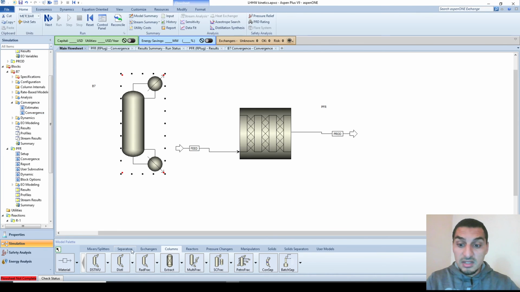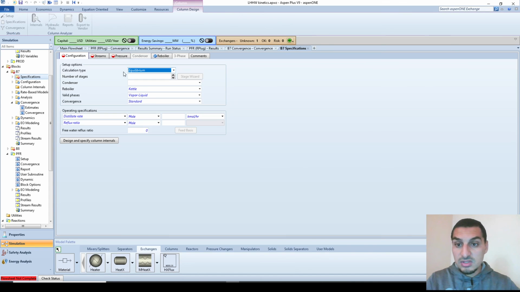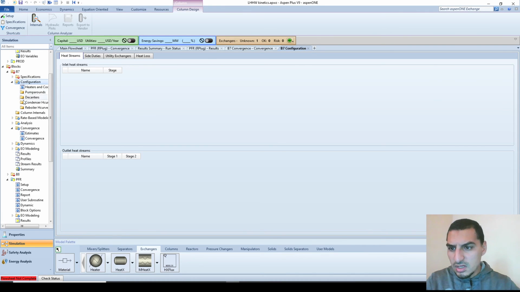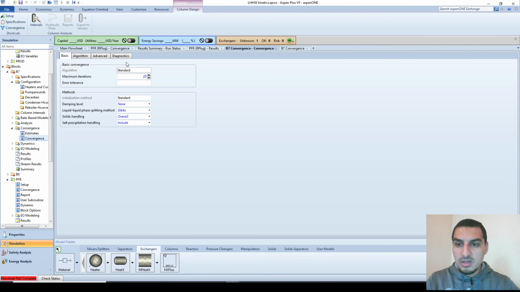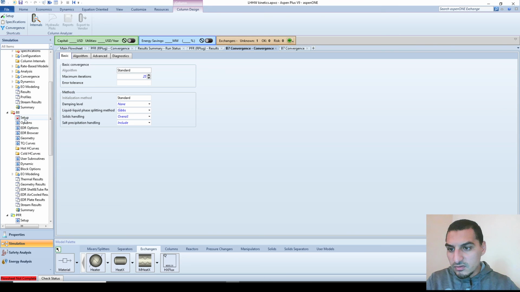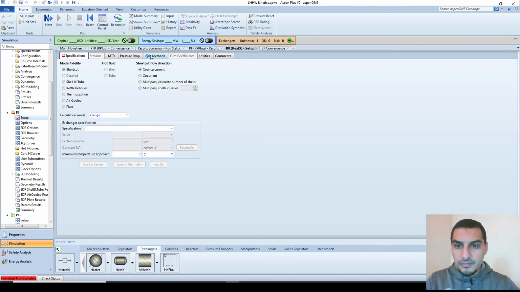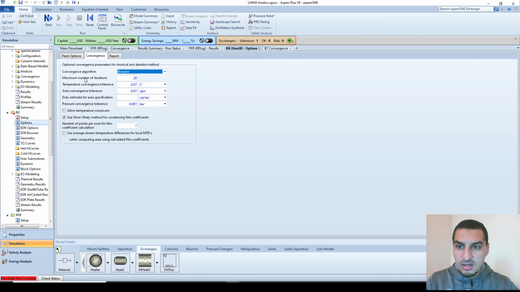We can find it in heat exchangers when you open the heat exchanger here in the specifications. I think it was in the configuration, not in the specification. I'm not sure where it was. It's here in the convergence. You can find something about the convergence here. Again, the maximum iterations, the tolerance, again the same. No, I'm sorry, I made a mistake. It's B8, and you can find it in the setup here. No, it's not in the options. I'm sorry. And here about the convergence, again, the number of iterations, some other things related to the temperatures, related to other things.